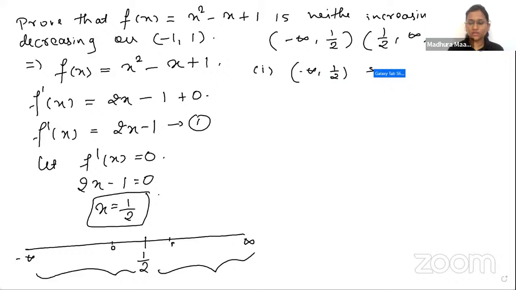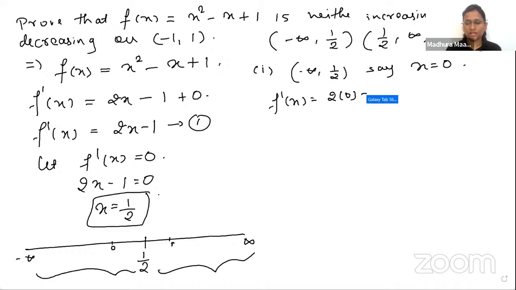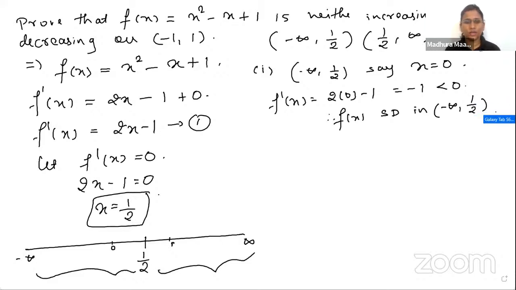Take any one x value from this. Which will be convenient? 0. Convenient, right? Because 0 lies here. So take f dash of x: 2 into 0 minus 1. So this is minus 1, which is less than 0. Therefore f of x is what? Strictly decreasing. From where to where? Minus infinity to 1 by 2. Correct? Yes, ma'am.